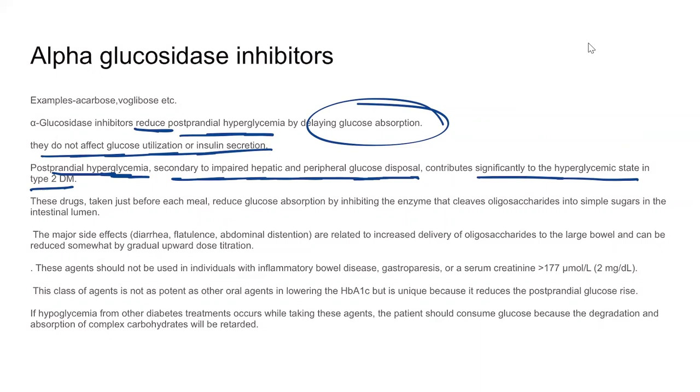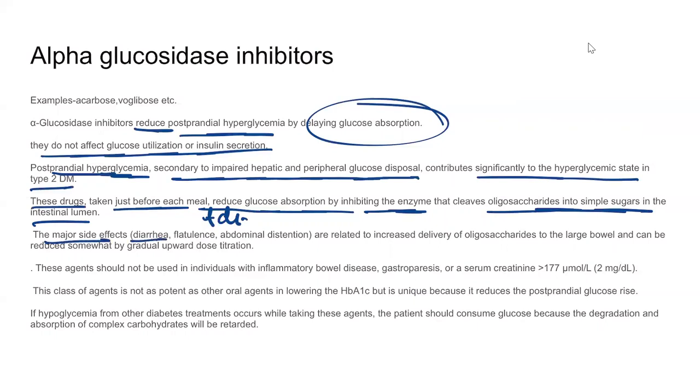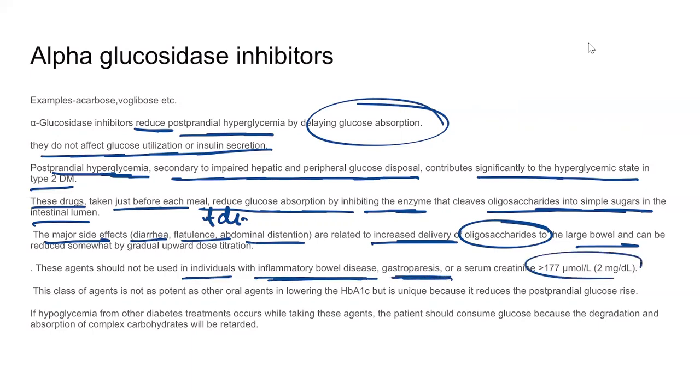These drugs are taken just before each meal. So most of the time their doses are TDS, thrice a day before every meal, and it reduces glucose absorption by inhibiting the enzyme that cleaves oligosaccharides into simple sugar. Basically, they inhibit the conversion of oligosaccharides into simple sugar, thereby inhibiting the absorption. Their major side effects are diarrhea, flatulence, and abdominal distension due to increased delivery of oligosaccharides to the large bowel.